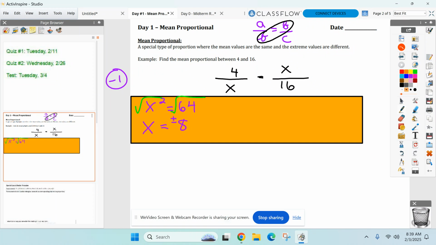And it makes sense too. Doesn't it make sense? If I plug in -8 here and -8 here and you cross multiply, you're going to get positive 64. So that's why I do need both versions in, the positive and negative version. Questions on what a mean proportional is? Because we're going to be setting up mean proportionals all day today and tomorrow. This is a 2-day topic.